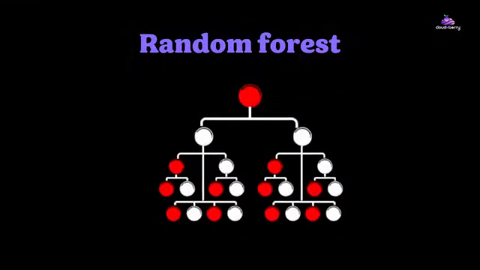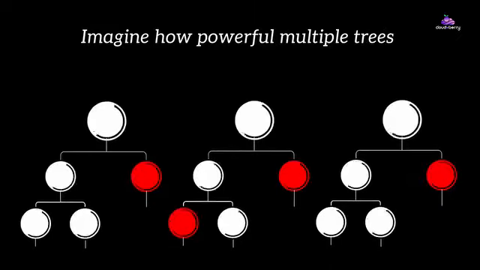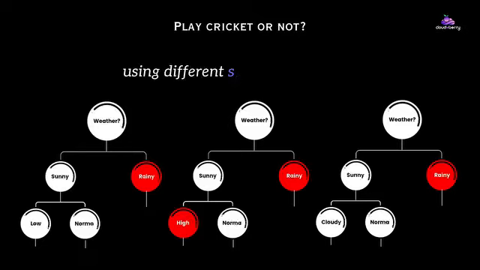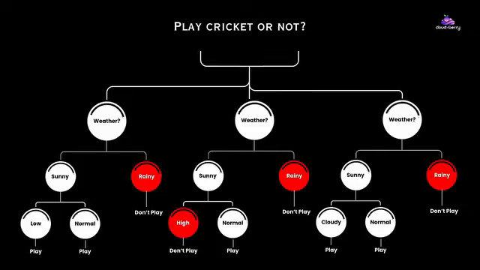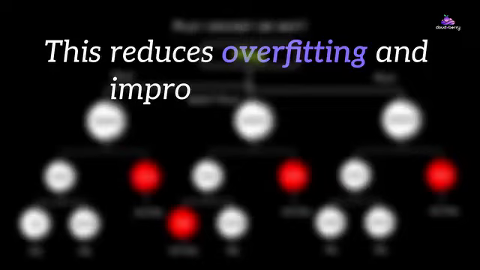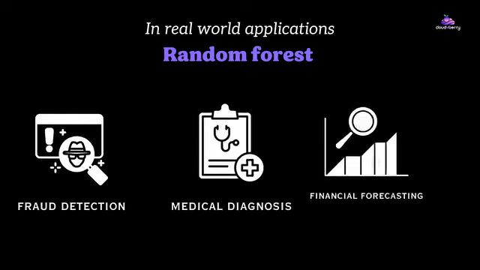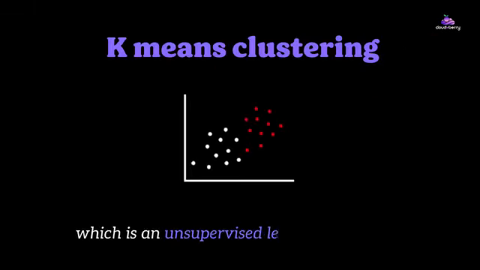Next up is random forest. If a single decision tree can make predictions, imagine how powerful multiple trees can be when combined together. Random forest builds many decision trees using different subsets of the data and then combines their outputs. Each tree gives its own prediction, and the final result is based on majority voting or averaging. This reduces overfitting and improves accuracy. In real-world applications, random forest is used in areas like fraud detection, medical diagnosis, and financial forecasting because it provides strong performance and reliability.